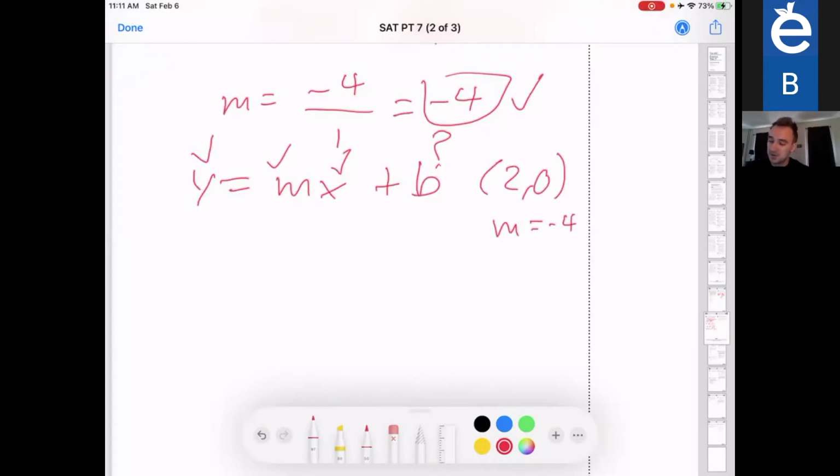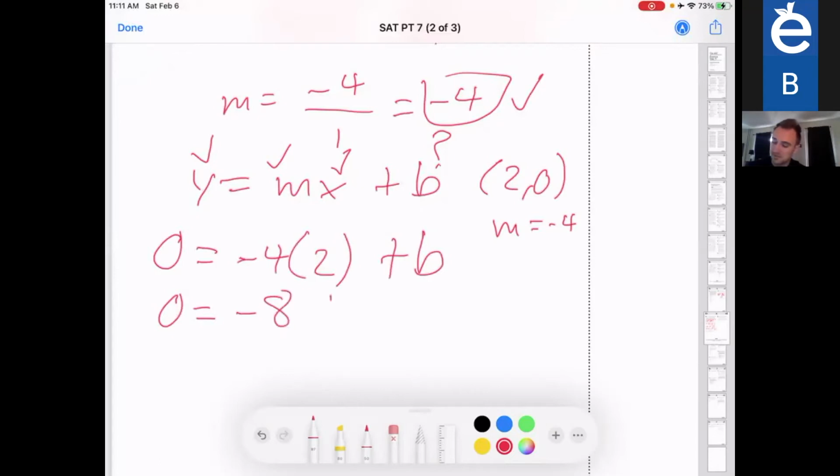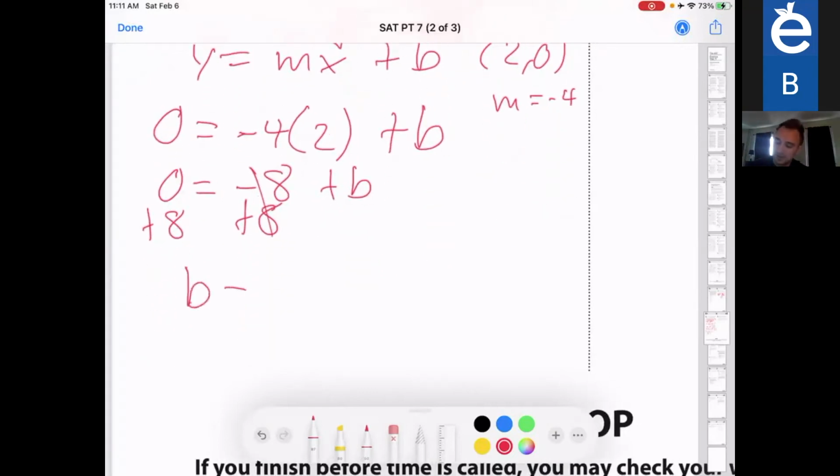So my y value is 0. So 0 is equal to m, my slope, negative 4 times x, which is 2, plus b. 0 is equal to negative 8 plus b. Add 8 over. Add 8 over. B is equal to 8. That's my answer. That's my y-intercept.